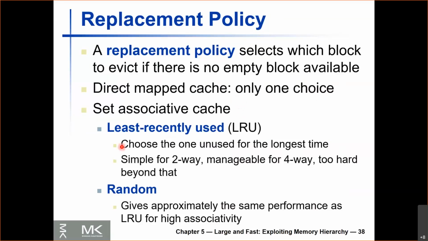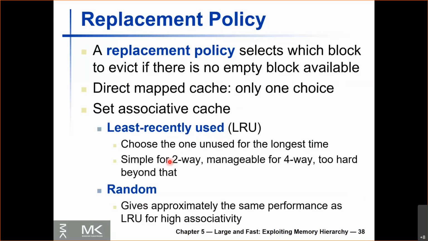The one popular one is least recently used. The cache block that we haven't used in the longest amount of time, we're going to evict that one. So this is the least recently used policy. We're going to choose the one that's unused for a long amount of time. Now, least recently used requires us to keep track of which of the cache blocks was recently used, right? And this is actually a difficult thing to do if you have many ways.